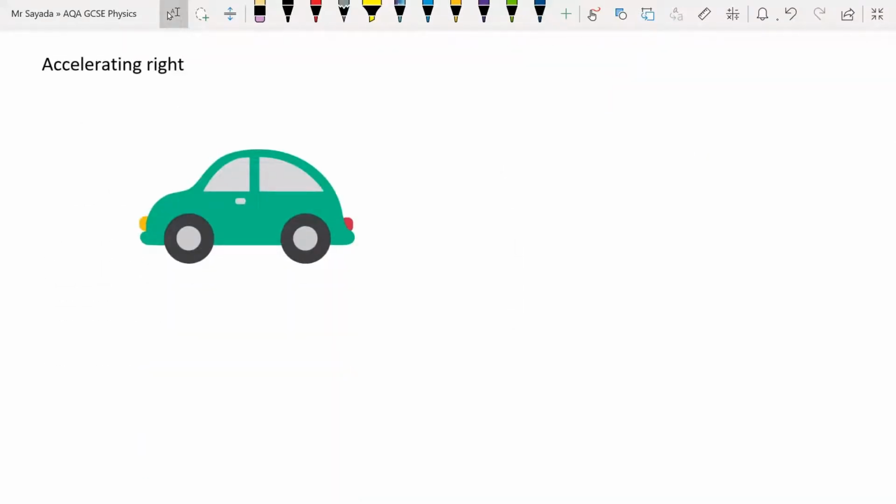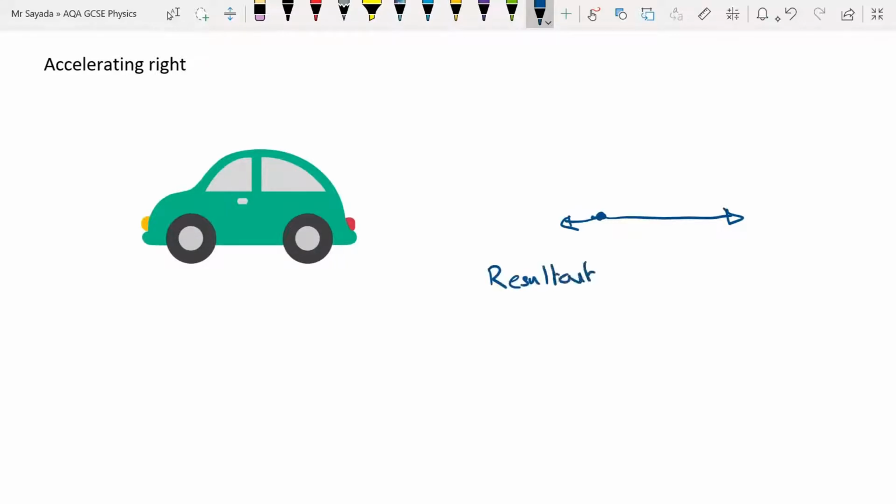You should have now done this one, and hopefully you've realized that you need a bigger force to the right and a smaller force to the left. Doesn't matter what those forces are, as long as it's a bigger force to the right and a smaller force to the left. So overall, you have a resultant force in which direction? Say your answer to the video. Overall, we have a resultant force to the right, and that causes an acceleration to the right.